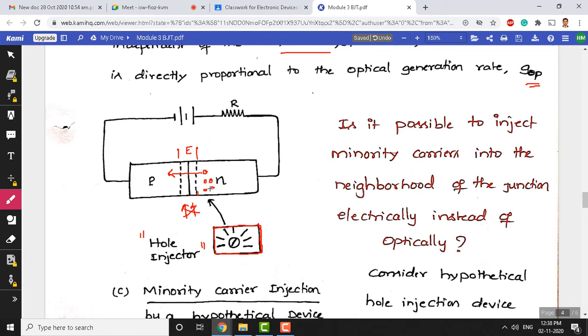This will create electron hole pairs within this N region, and if you continuously create electron hole pairs in the N region by using a device called a hole injector, the field will act on this and cause continuous current flow, similar to that of a photodiode we have seen. So, that same mechanism can be created here. In place of photons we have only a hole injector.